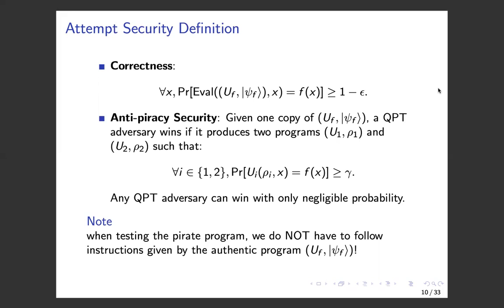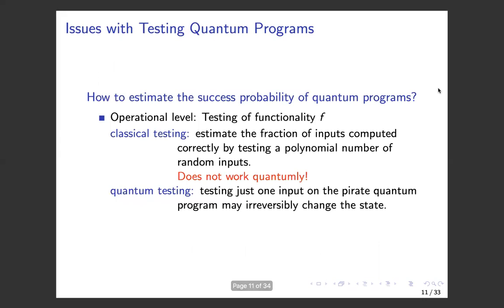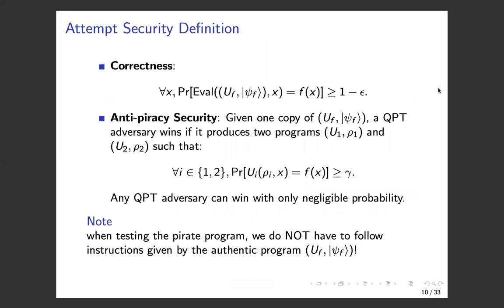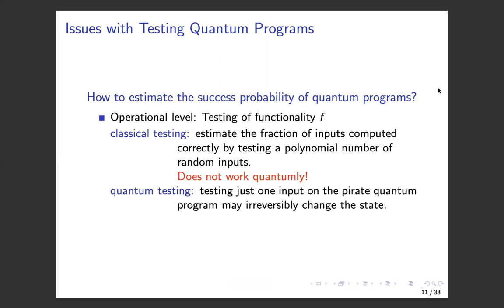However, there are issues with such a security definition. The issues lie in testing the quantum program. So how do we estimate the success probability of quantum programs? First, on the operational level, it is very intuitive how we test a classical program. We just run the program a few times on random inputs sampled from the function's input distribution, and then we estimate such a probability. However, for a quantum program, we cannot assume that, like the honestly generated programs, the adversary's pirate programs may not be able to do gentle measurement and be run many times. Maybe after we run it once, it may be destroyed.